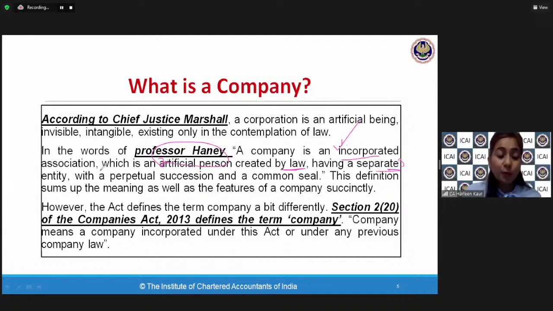What is the fourth point? With a perpetual succession. Perpetual means continuous. Succession means existence. Please keep on writing down. Perpetual means continuous. Succession means existence. That means a company has a continuous existence. A company never dies. Even if all the shareholders who are running a company die, a company still continues to exist.